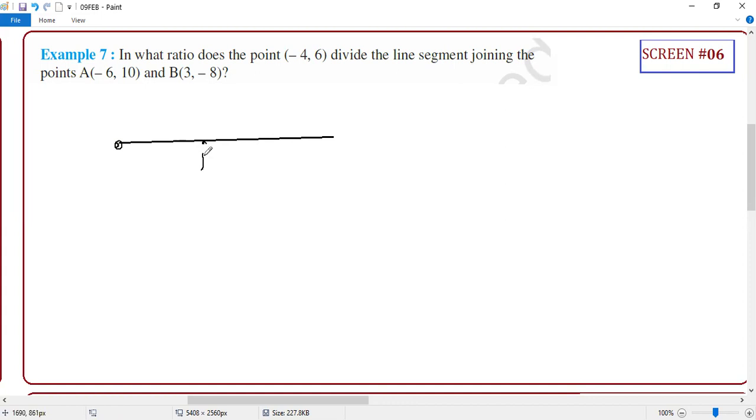Clear or not? This is point A, and this is point B. A point is minus 6, 10. B is 3, minus 8. And this point, you know, is on the grid. This point is going to divide the segment, so you need to find the ratio. Guys, what I'm trying to say is, you need to find the ratio.